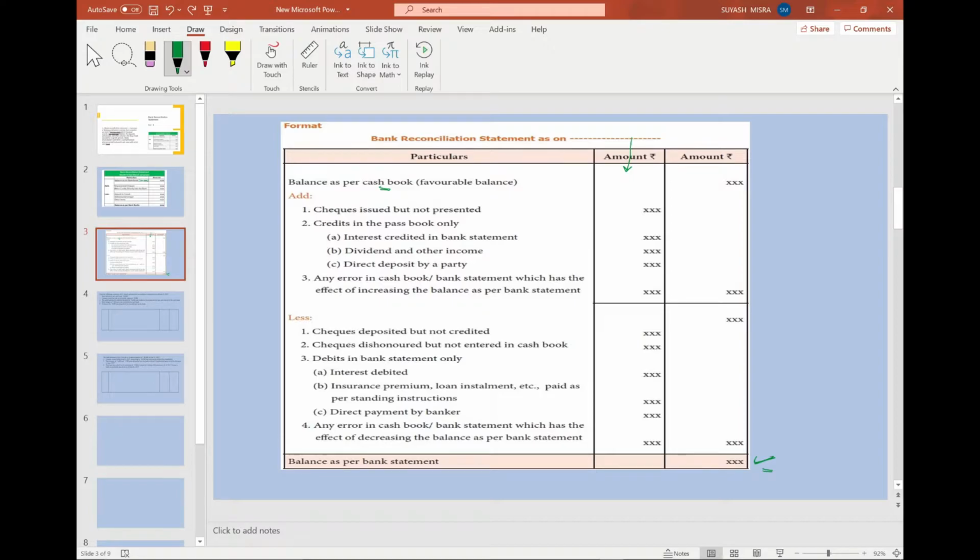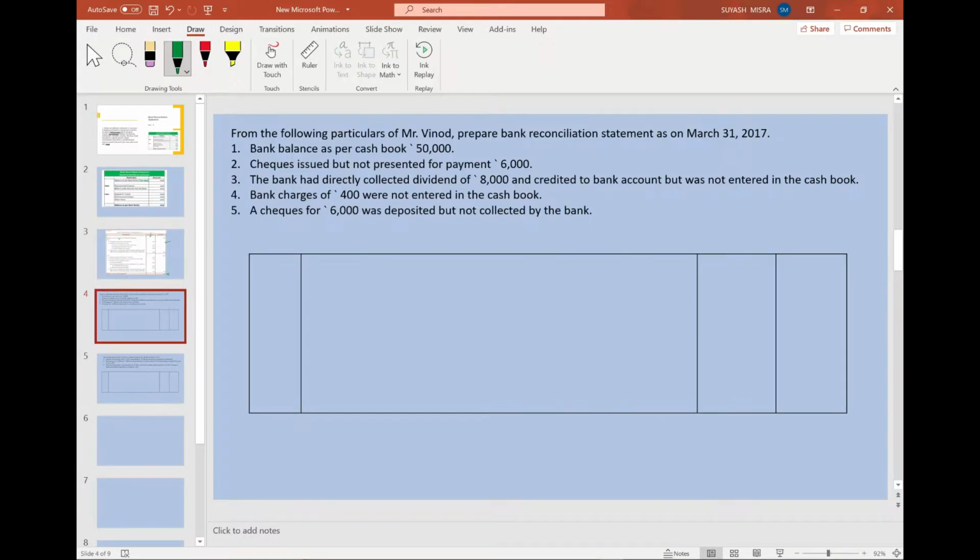We would be following this one, for easy reference and easy work. Let me take an example here, students. My first example is from the following particulars of Mr. Vinod. Prepare a bank reconciliation statement as on March 31st, 2017.